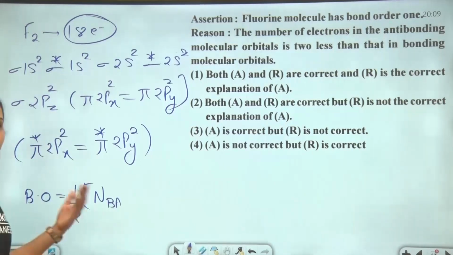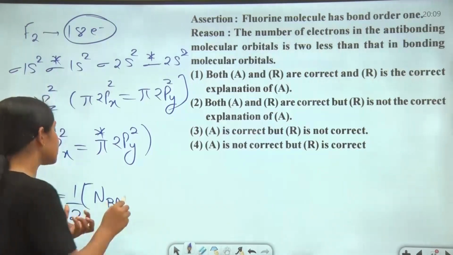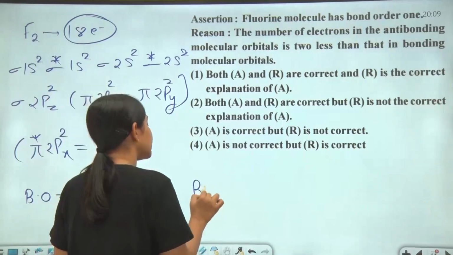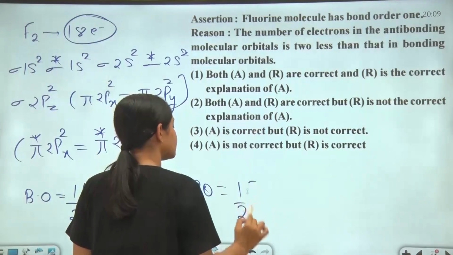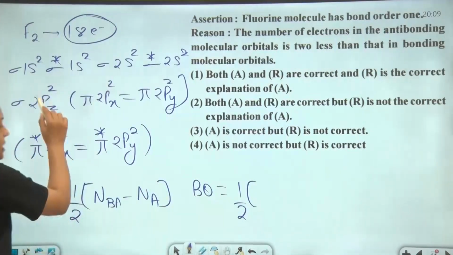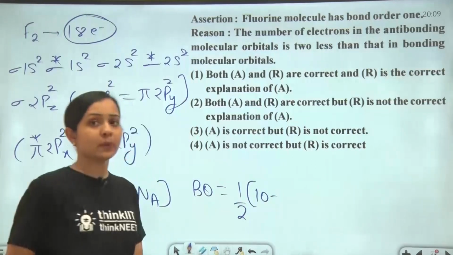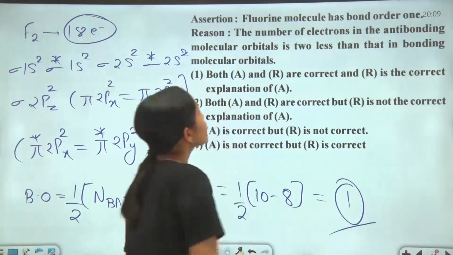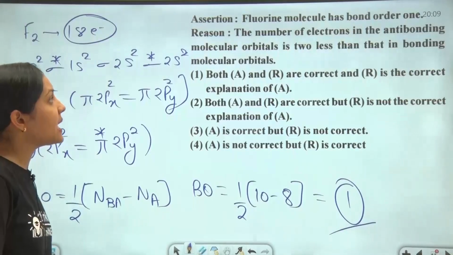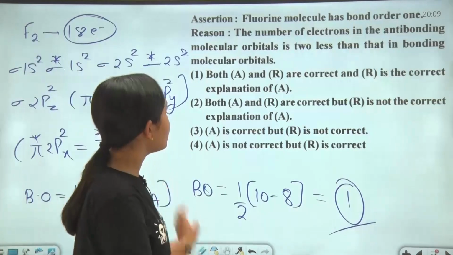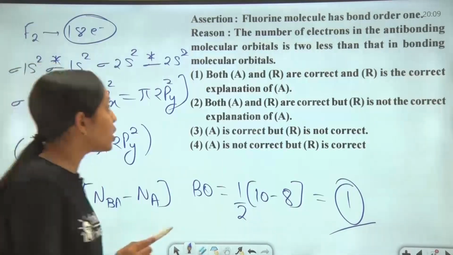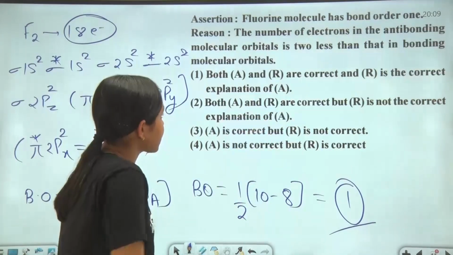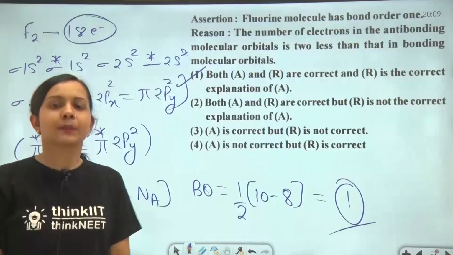Basically, the number of electrons in the bonding molecular orbitals minus the number of electrons in the anti-bonding molecular orbitals. So bond order is equal to 1/2 (10 minus 8), since you can see here that totally 10 electrons are present in bonding molecular orbitals and 8 in anti-bonding. So we will find the bond order, right? So the number of electrons in the anti-bonding molecular orbitals is 2 less than that in bonding molecular orbitals. This is a true statement. So both the statements are correct, A and R are correct, and R is the correct explanation of A. Option 1 is the correct answer. Thank you.